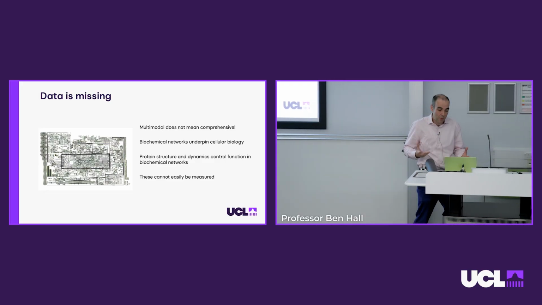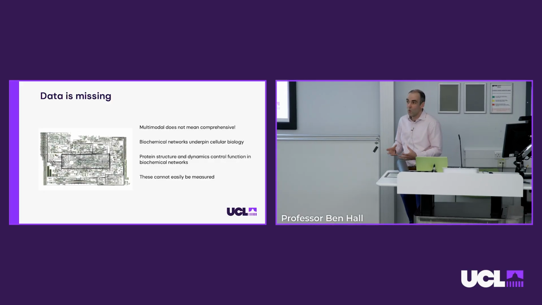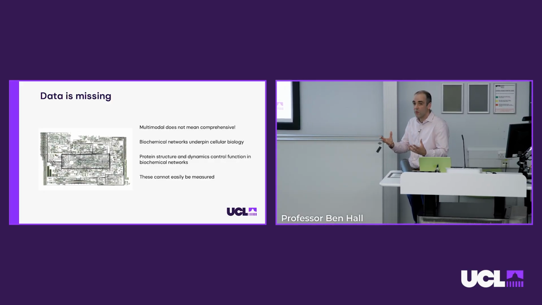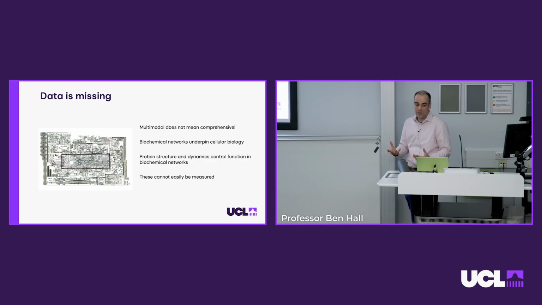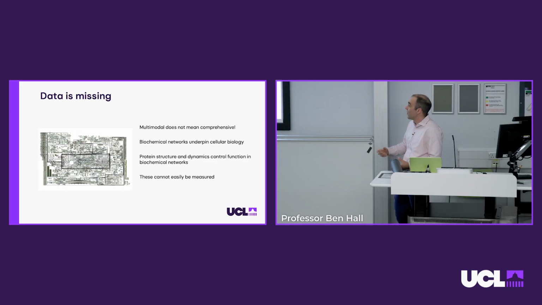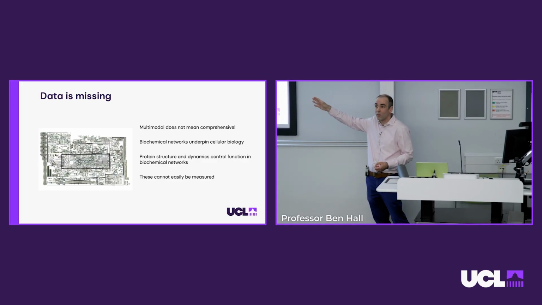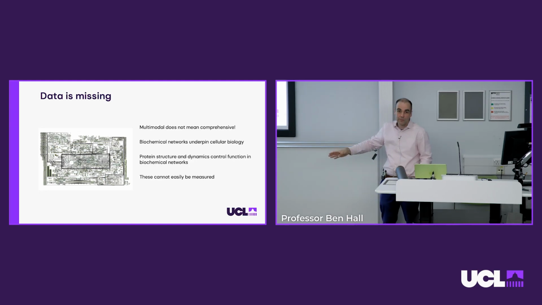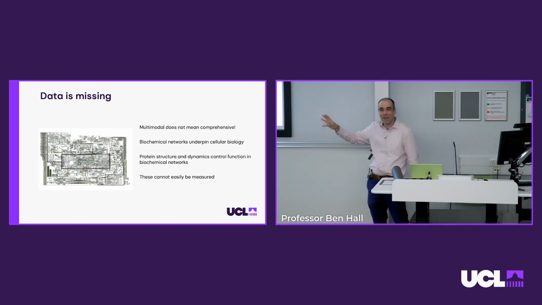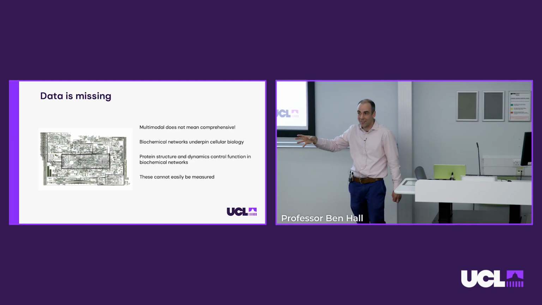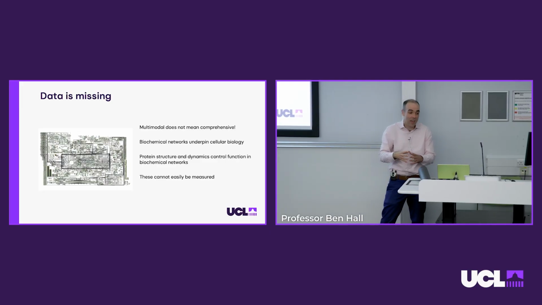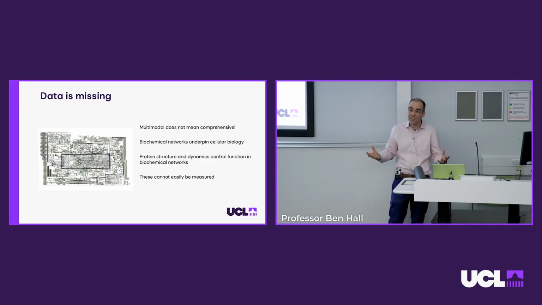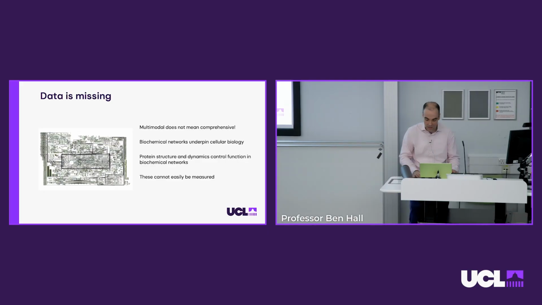Underneath the biochemical networks are protein structures, which have a three-dimensional fold and have dynamics. And they control the activity of the proteins that control the biochemical networks. None of these things can be easily measured in people directly. And so even when you've got multimodal rich data sets, these kinds of information are unavailable.